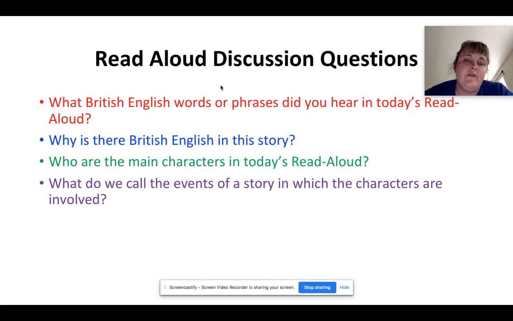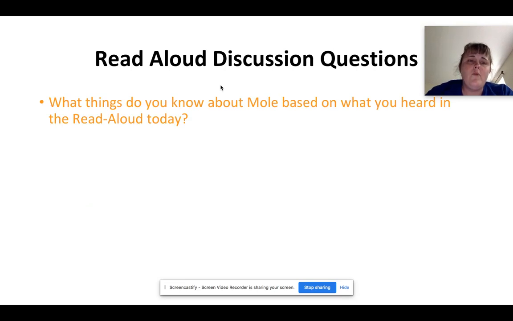And what do we call the events of a story in which the characters are involved? So do you remember the events back in, I think, second grade and first grade? You talked about the plot. The plot is the events of a story. And what things do you know about Mole based on what you heard in the read aloud today?